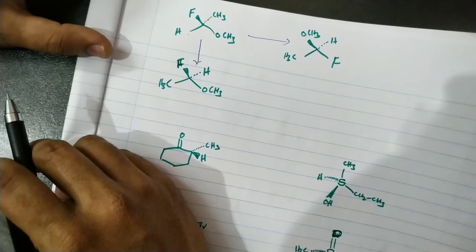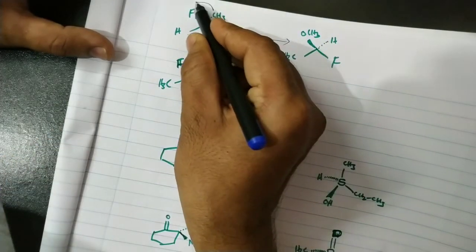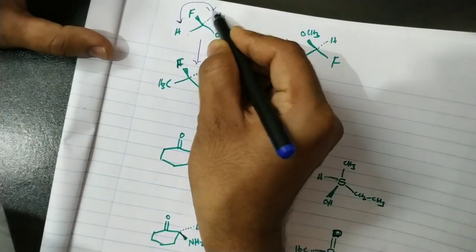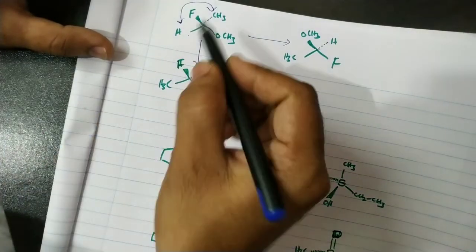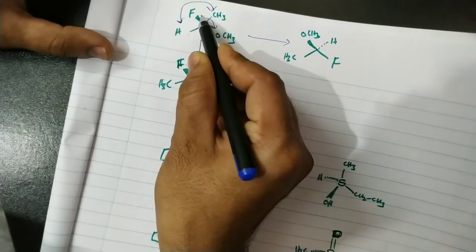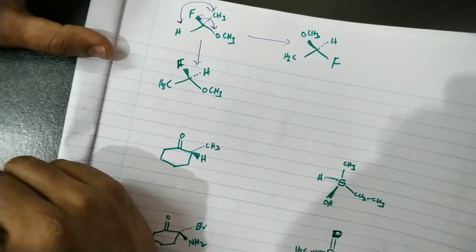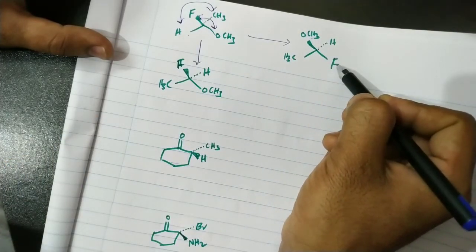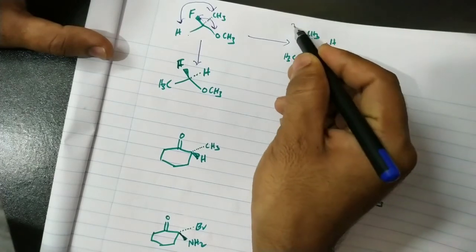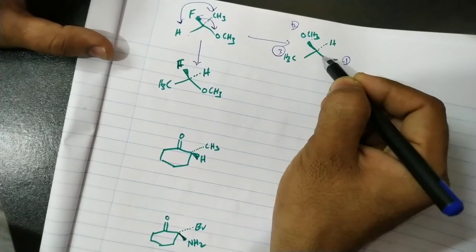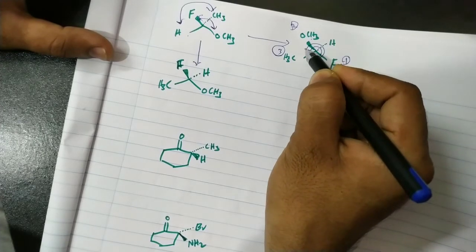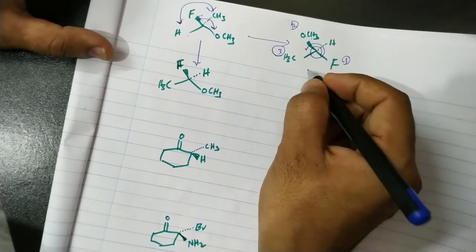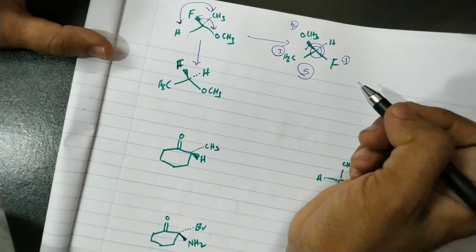So for this, in this case, exchange these two groups, and next exchange these two groups. So here CH3 and hydrogen, here OCH3 and fluorine. Here first priority, here second priority, this is the third priority. So you take an arrow 1 to 2, 2 to 3. Here this arrow is in anti-clockwise direction, so S configuration.